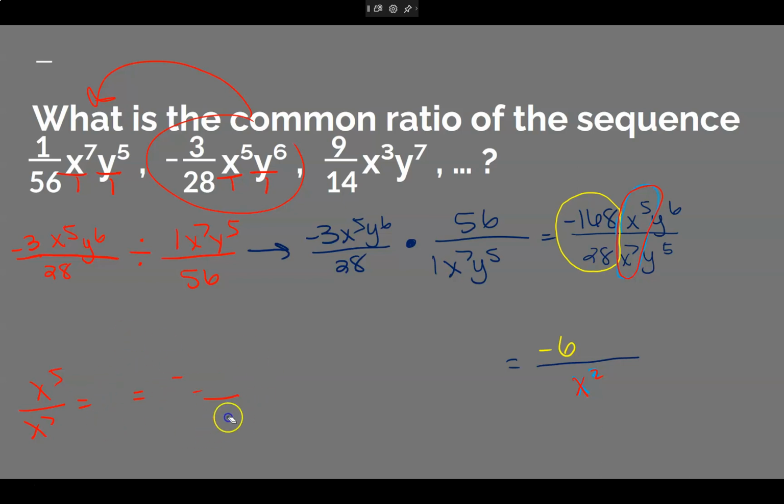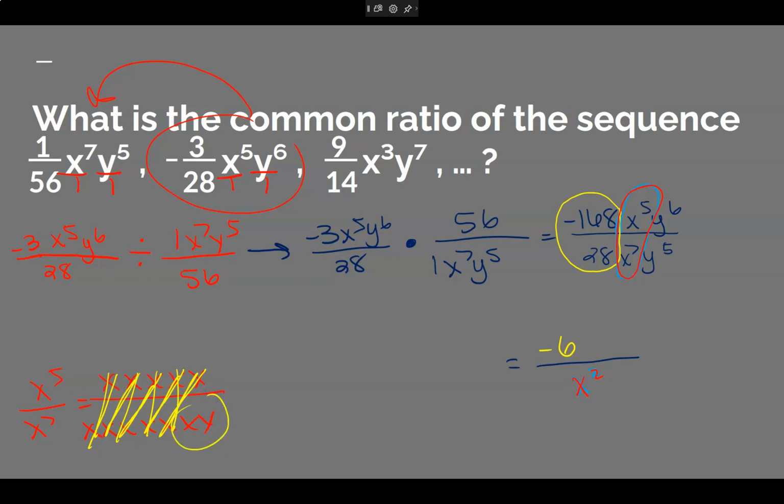The other way I can show it to you is I can actually write it out. Remember, x to the 5th means I have 3, 4, 5 x's up top. 3, 4, 5, 6, and 7 x's on the bottom. So when I start canceling out common pieces, there we go. I have 2 left on the bottom. That's another way to show it.